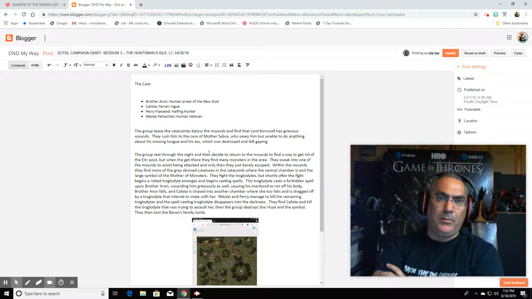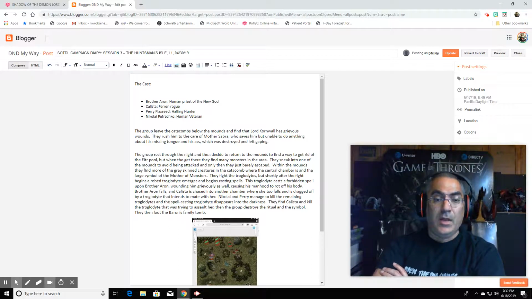I forget what the spell is called, but basically what it does is it makes your junk fall off. So Brother Aaron's junk fell off or melted off, and obviously the player running the character, actually all the players, were kind of taken aback by that, because that's pretty brutal and pretty gross.